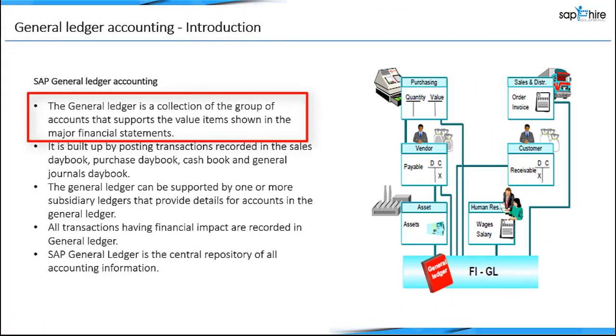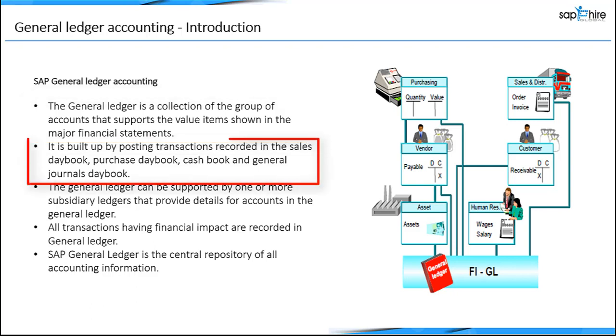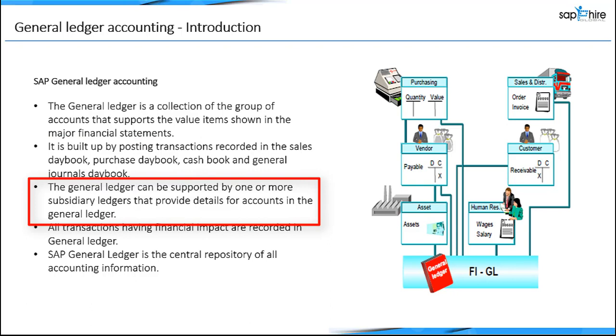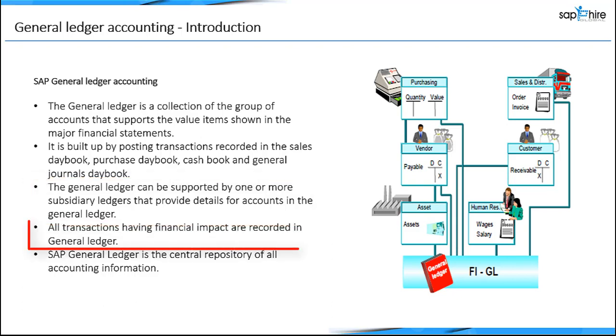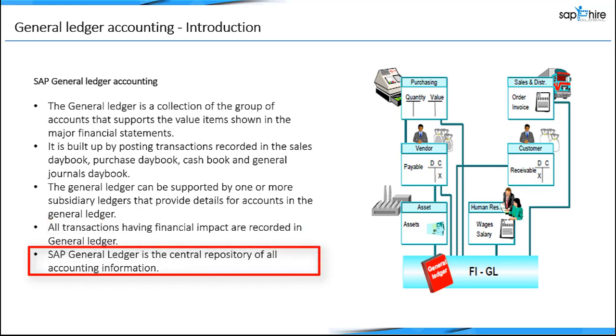The General Ledger is a collection of the group of accounts that supports the value items shown in the major financial statements. It is built up by posting transactions recorded in the Sales Daybook, Purchase Daybook, and General Journals Daybook. The General Ledger can be supported by one or more subsidiary ledgers that provide detail for accounts in the General Ledger. All transactions having financial impact are recorded in General Ledger. SAP General Ledger is the central repository of all accounting information.